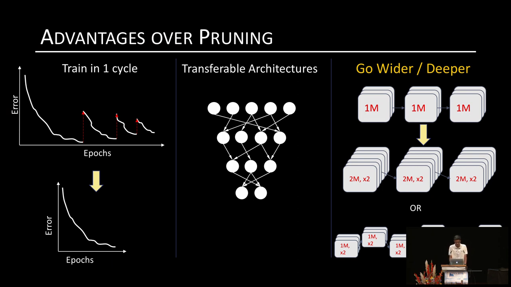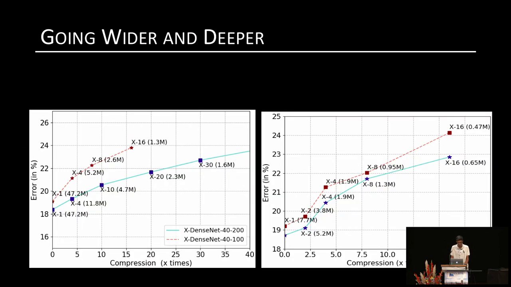We revisit the advantages of our approach against pruning. We saw that there were 3 primary advantages. We can train a single compact network, the resultant architecture is transferable to other data sets, and the compactness of training a network allows us to train wider and deeper networks in the same memory budget as the original one. The first two are properties of our approach, but we need experimental evidence for the third one.